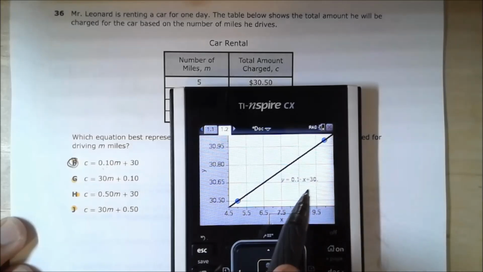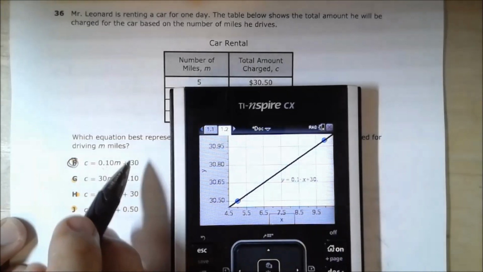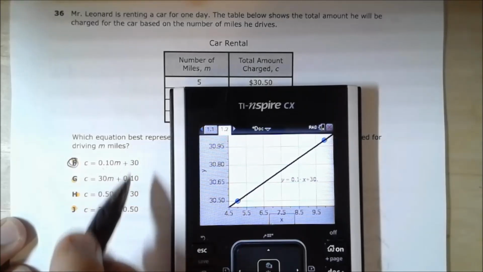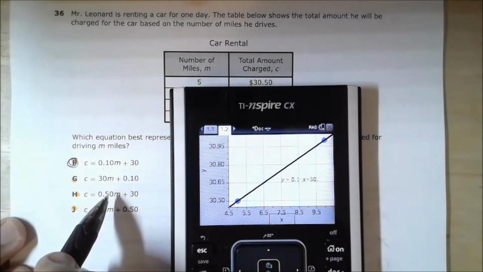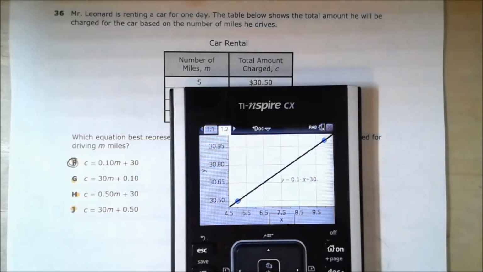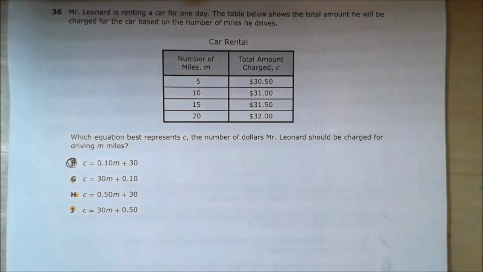Even if you look at the y-intercept, right, it's plus 30. That would tell you that your options were only either H or C. Those are the only two that had a y-intercept of 30. Then you go back to your slope and say, well, it's 0.1, not 0.5. So it's got to be F. Go ahead and pause this video and try the next problem on your own.